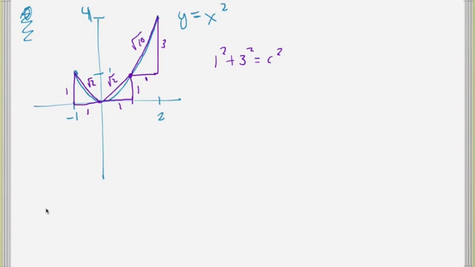So if I add up square root of 2 plus square root of 2 plus square root of 10, that will give me an approximation of the length of that curve. Is it going to be an over or under approximation?